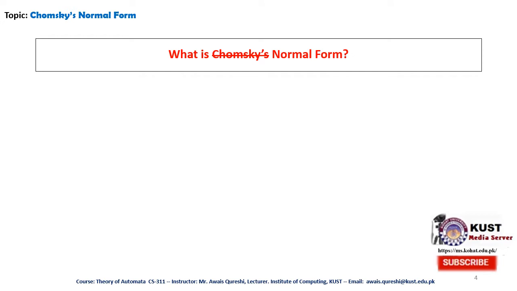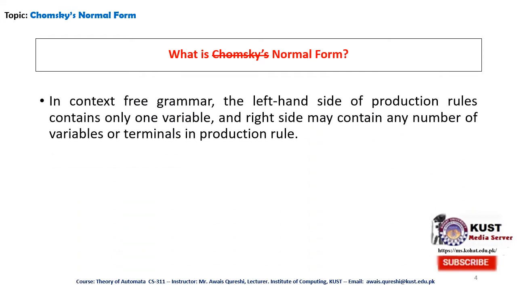First, we should know what a normal form is before Chomsky's normal form. In context-free grammar, the left-hand side of production rules contains only one variable, and the right-hand side may contain any number of variables or terminals in a production rule.